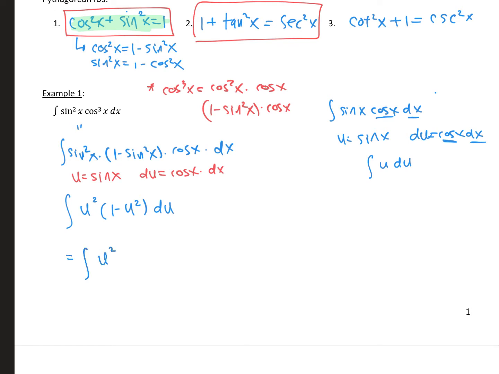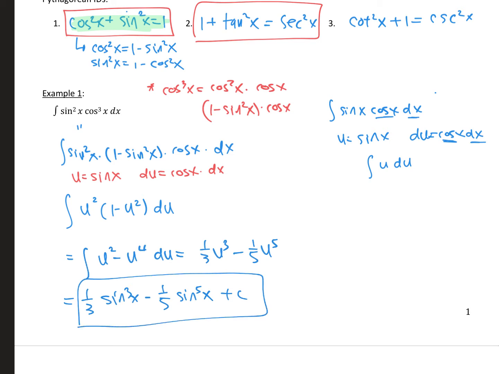So u squared minus u to the fourth, 1/3 u cubed minus 1/5 u to the fifth. So then 1/3 sine cubed x minus 1/5 sine to the fifth x, plus C. That'll be my answer.